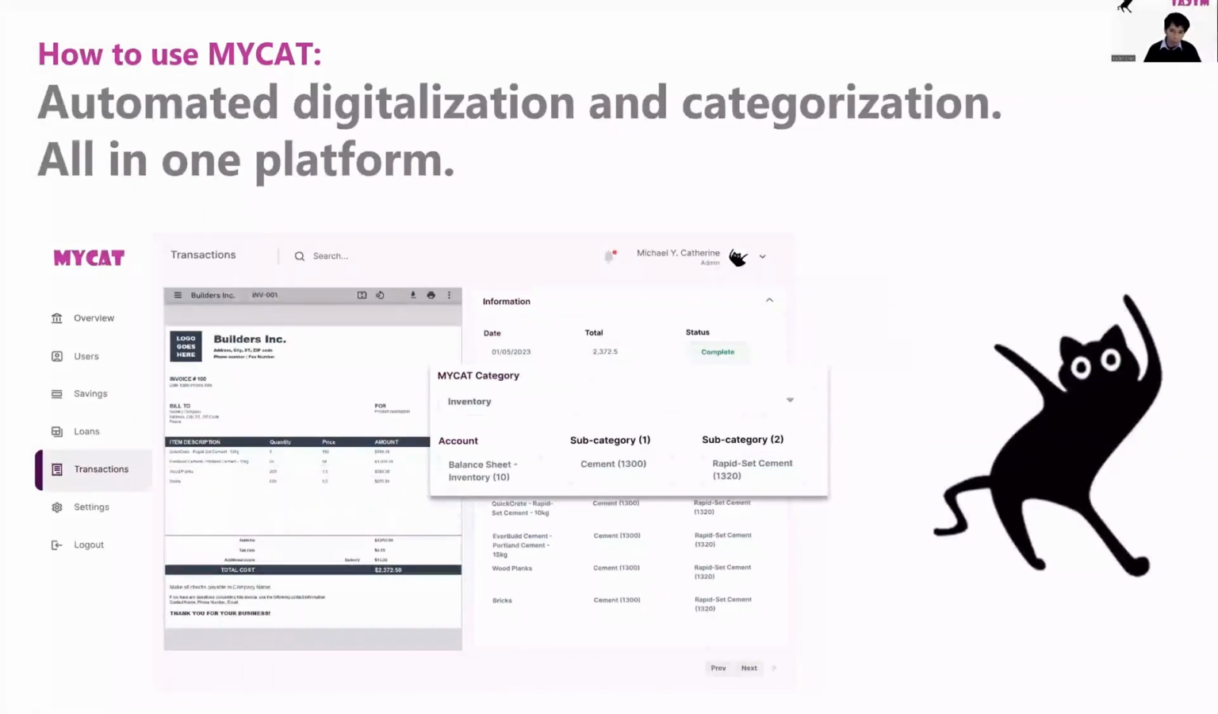So MyCat will automate the digitalization and categorization of transaction and invoice data, all in one platform. Now let's see how MyCat can help Nelson.